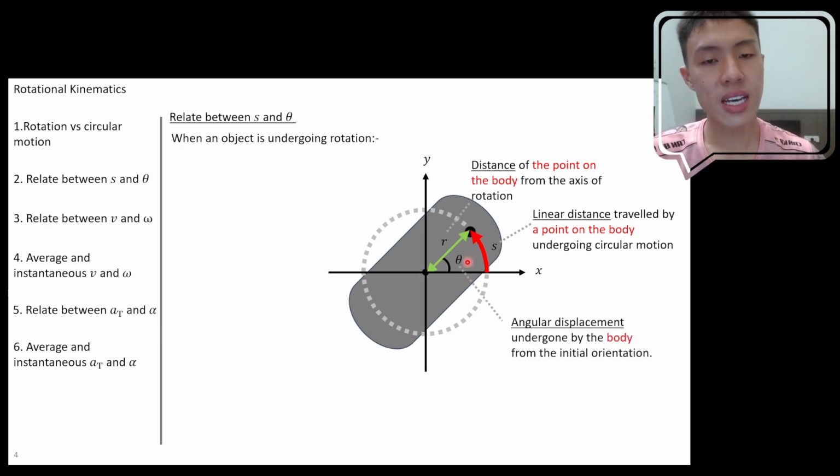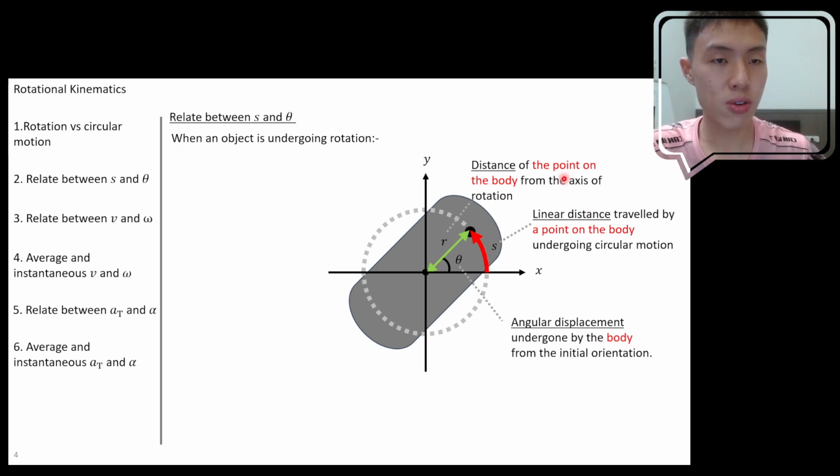Next, theta over here is the angular displacement undergone by the body from its initial orientation. Initially, you can see the rigid body is horizontal, but now it has been rotated by, let's say, 45 degrees. So this 45 degrees is the angular displacement. For angular displacement, I'm not specifying any point of the body. I'm talking about the whole body itself: how much angle has been covered by this body when it is changing its orientation.